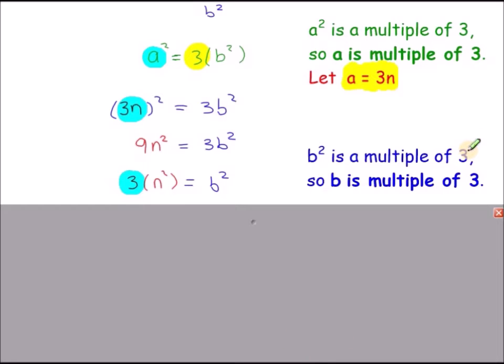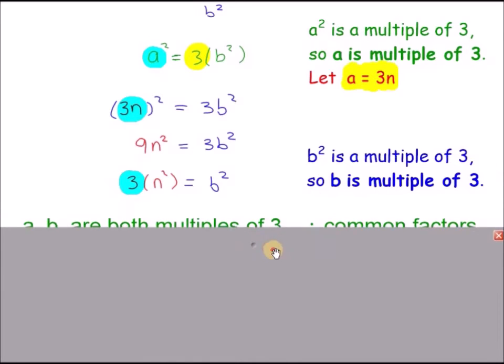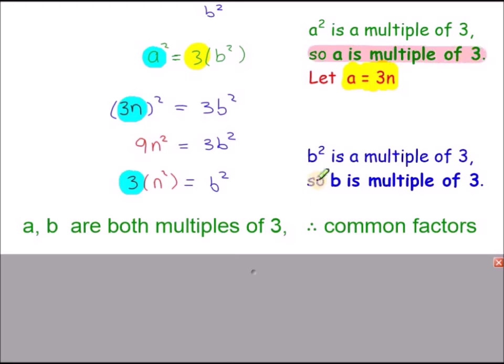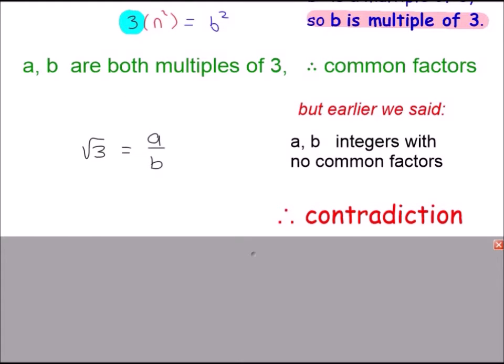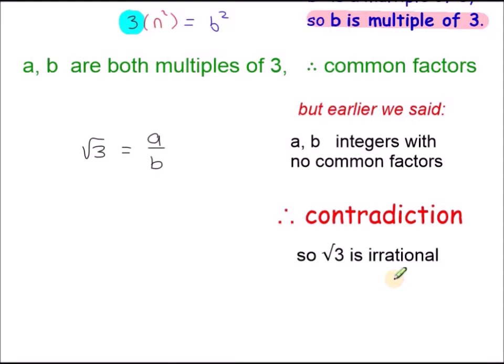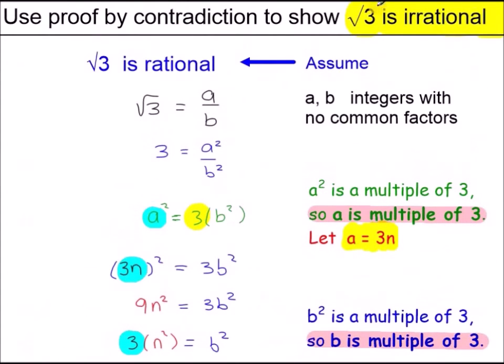If b squared is a multiple of 3, that means b is also a multiple of 3. So now we have shown that a and b are both multiples of 3. If they are multiples of 3, then in this fraction a and b have common factors, but we said earlier that a and b are integers with no common factors. So there is a contradiction with what we said earlier, which means that root 3 is irrational. Our assumption that root 3 is rational was wrong.